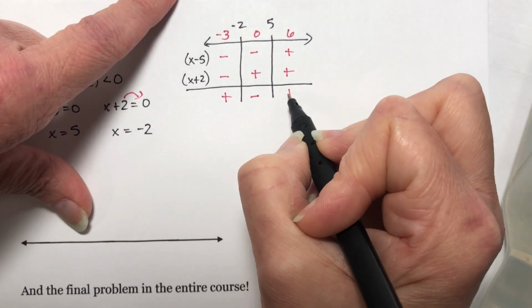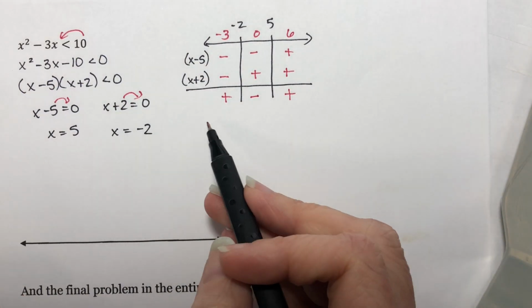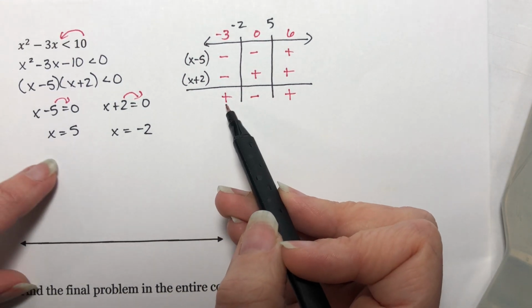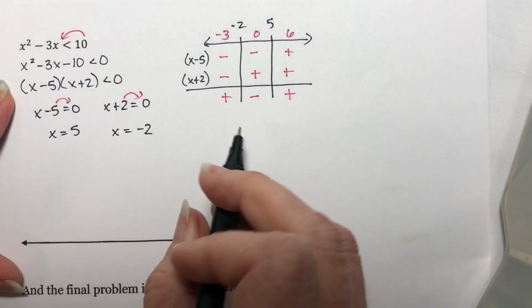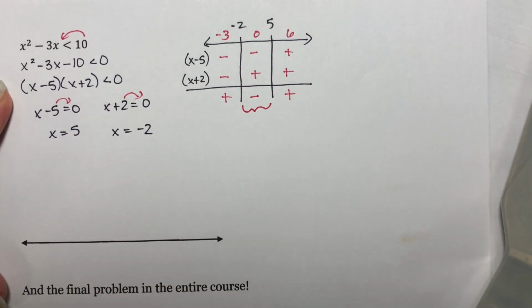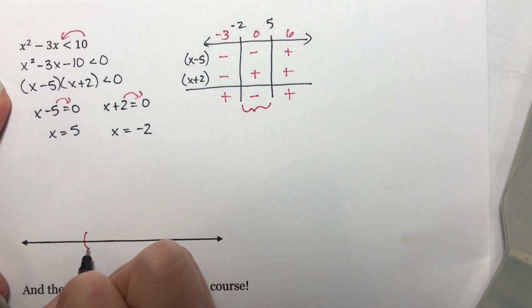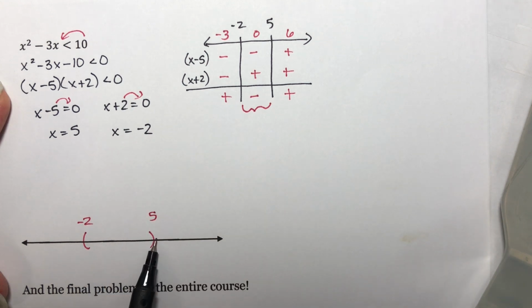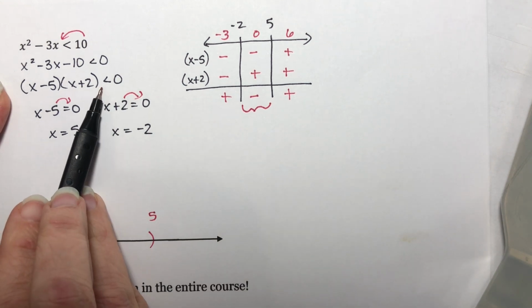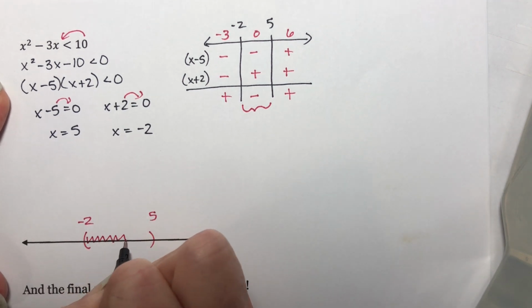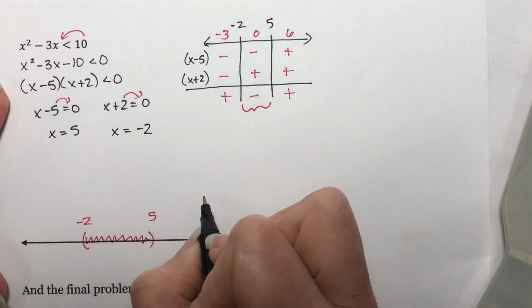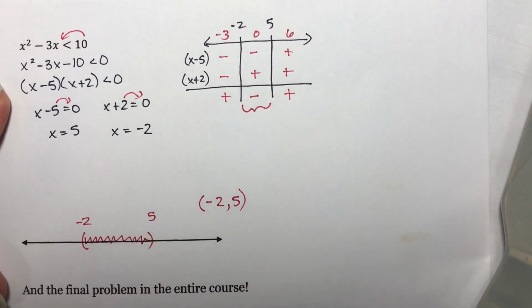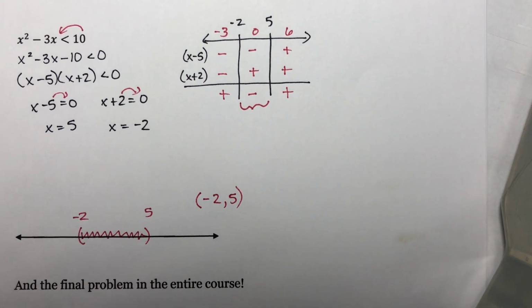Two positives is positive. Again, your chart's not always going to look like this. I'm looking for where this thing is smaller than 0, so I'm interested in the negative region, which is here. So my answer is between negative 2 and 5, and I got ahead of myself by putting the parentheses, but it's going to be parentheses because this does not have an equal to on it. My answer is between these two. Your answer in interval notation would be negative 2, 5 inside parentheses. All the ones we've worked so far have been quadratic.